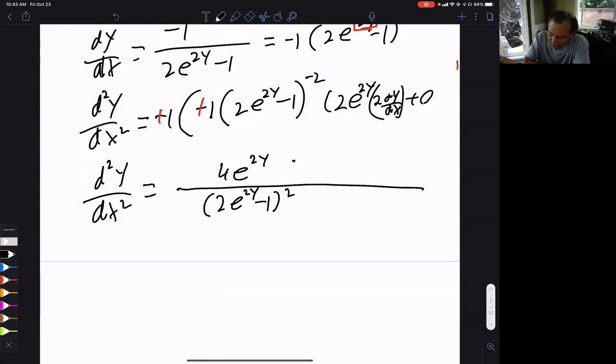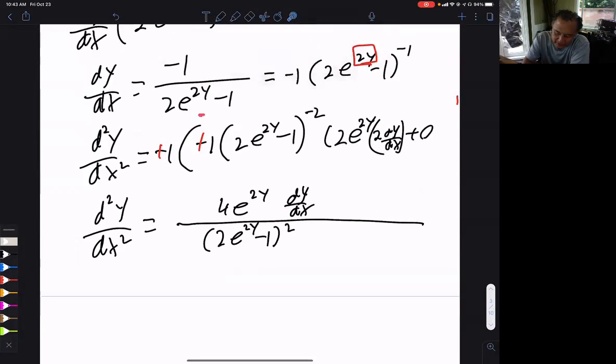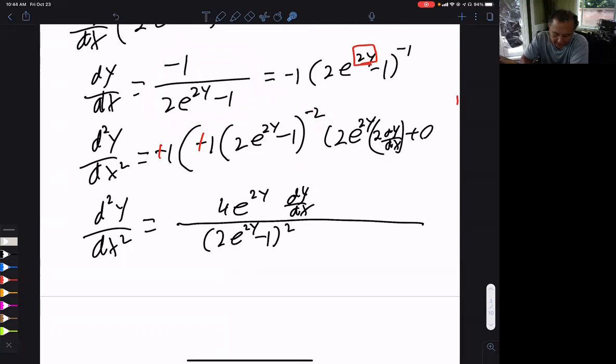And here's where your algebra skills will come into play. Wow. I'm not allowed to have that. I want x's and y's. I don't want dy/dx's. So I look up here and I say, hey, I can replace that for dy/dx. But I'm about to make your life easier. I'm going to write this differently.